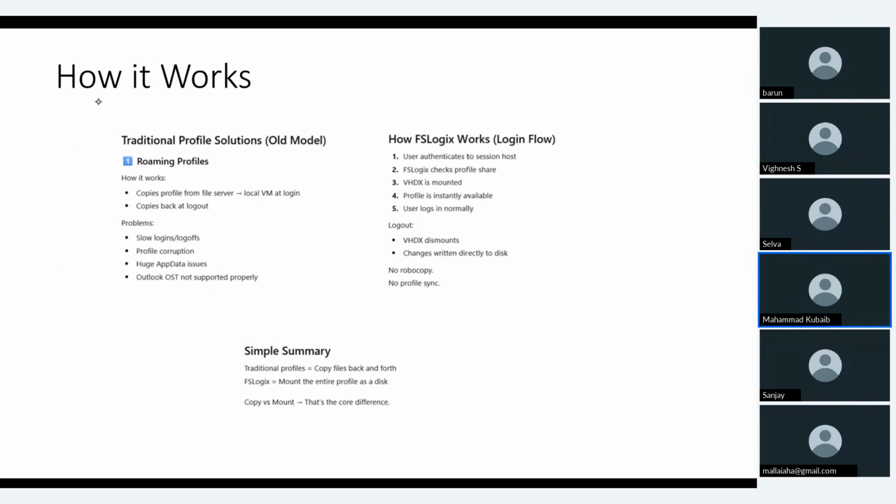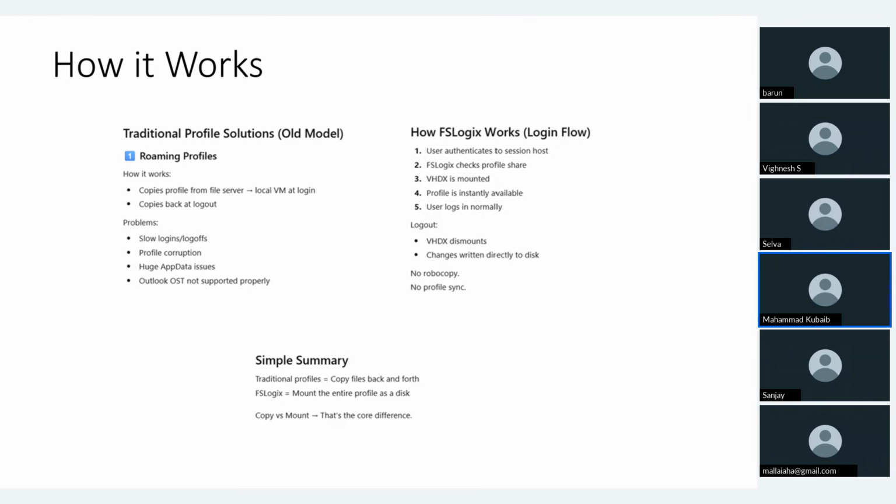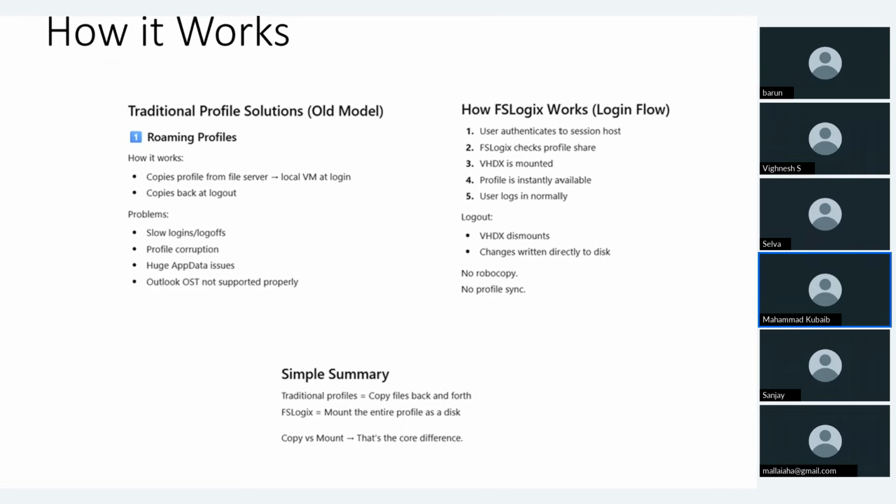As I already explained how it works, the traditional UPM or profile solution copies the profile from the file server to the local VM at login, and copies it back at logout. The problem with the traditional one is slow logins and logouts. If you have network latency in your infrastructure, then the user profile VDA login will definitely take time because everything needs to be copied to your VM. It also leads to profile corruption, huge app data issues, and Outlook OST not being supported properly. We all went through this scenario, right?